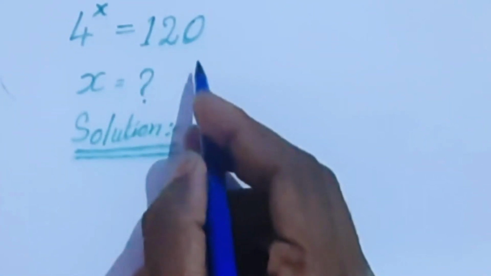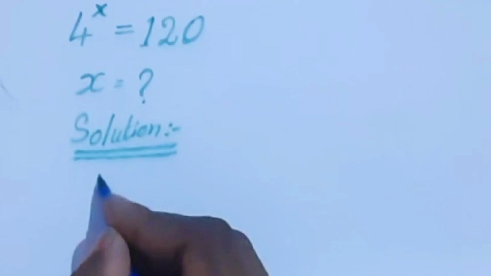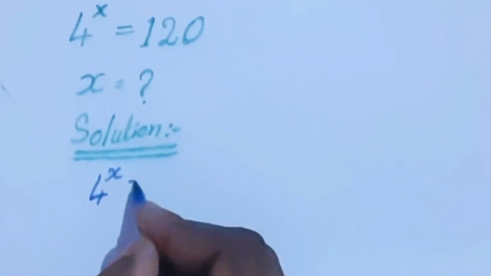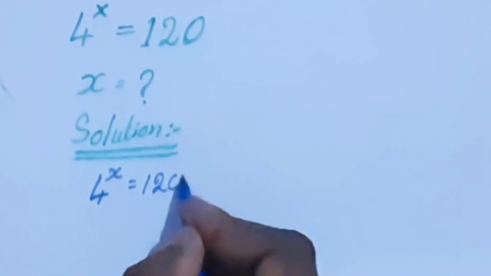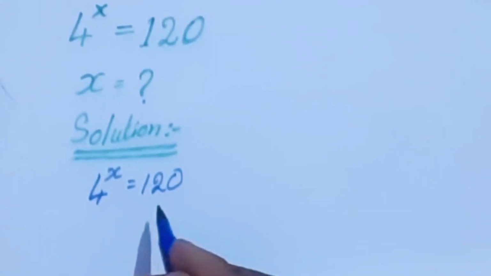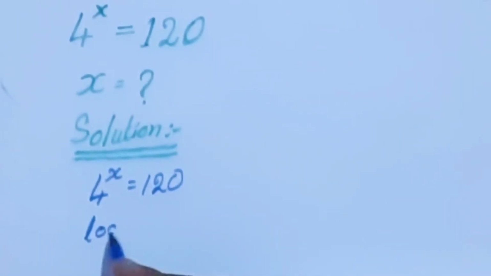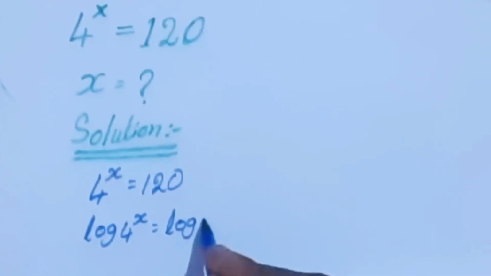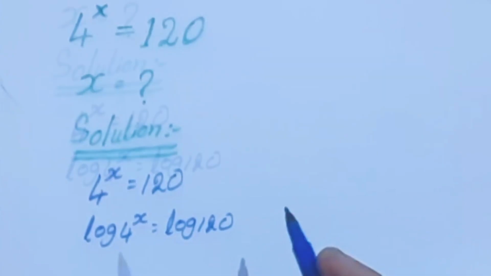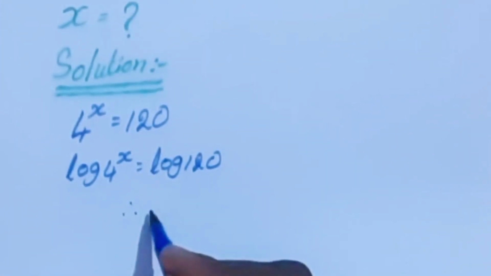Today we are going to solve this problem to find the x value. Solution: 4 power x equal to 120. Here we are going to take a log on both sides. Log 4 power x equal to log 120. Now we are going to apply this log power formula.